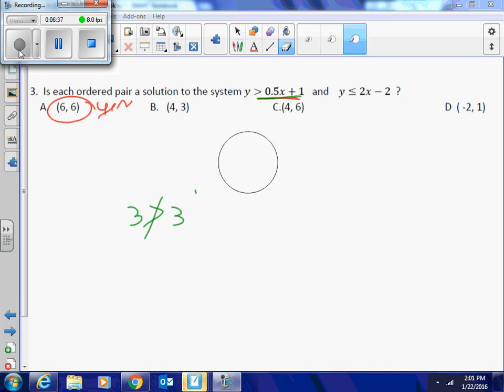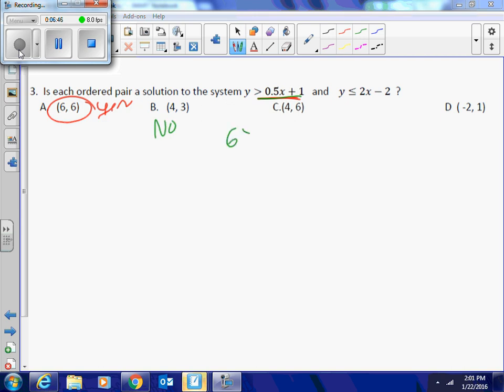Let's plug in 4, 6 into our inequality and see what we've got. So when I plug in 6 for y, 0.5 times 4 for x plus 1, is 6 greater than 2 plus 1? 6 is greater than 3. So it works in the first inequality. Let's go check the next inequality.